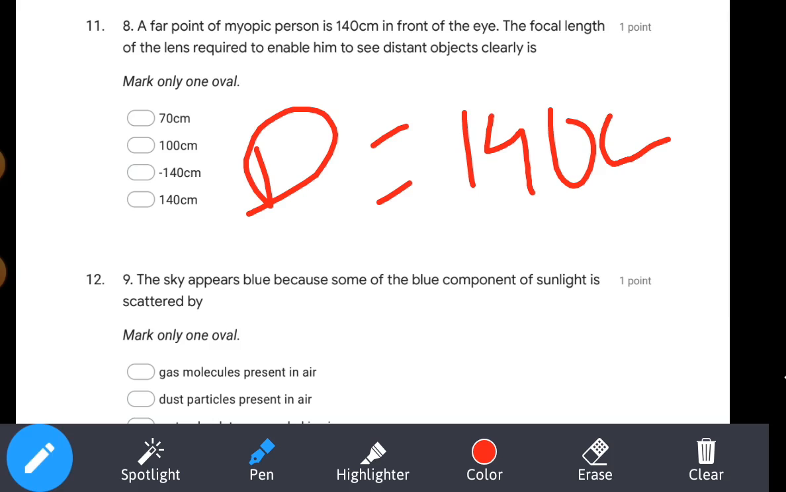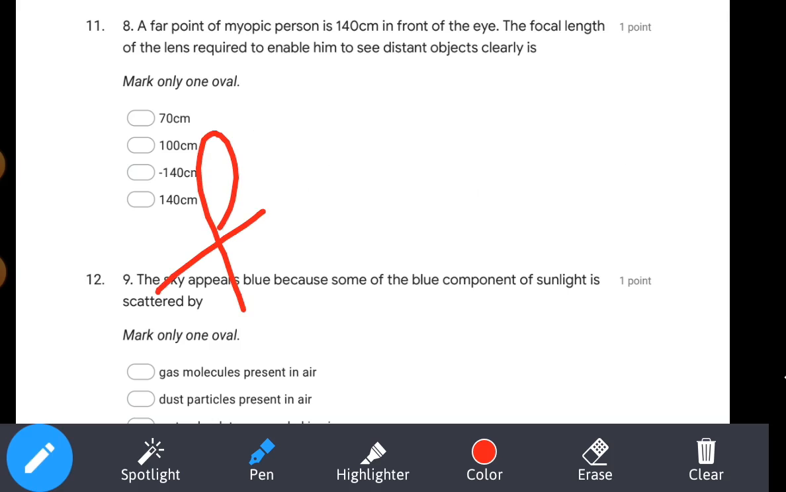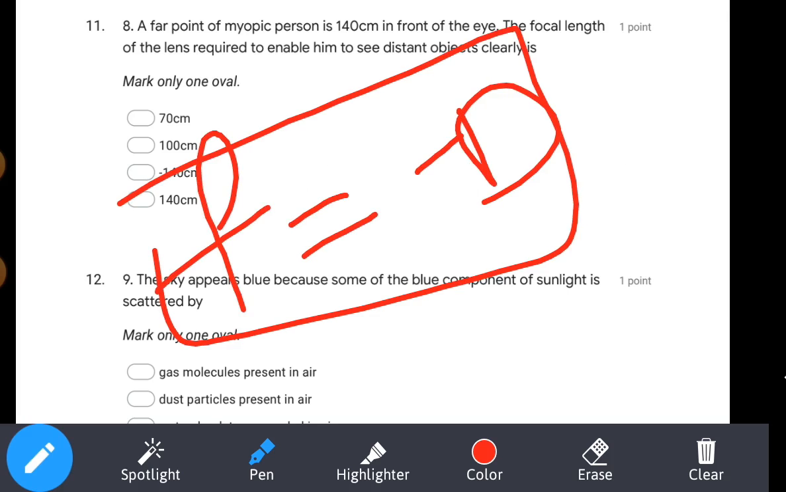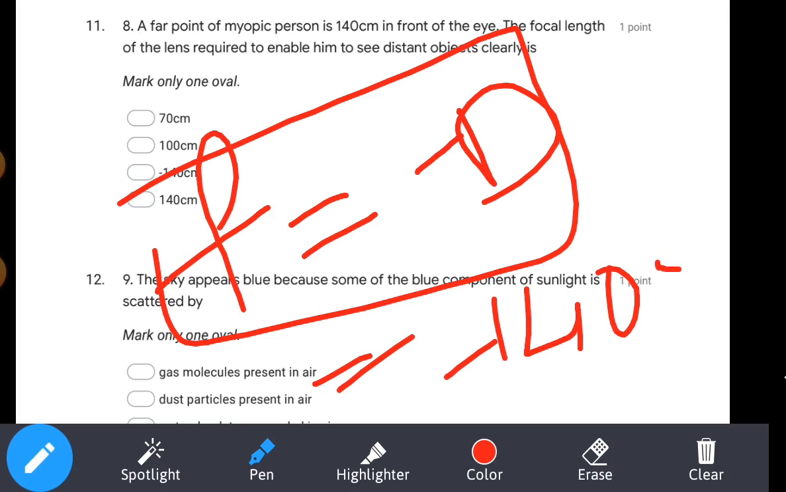What is the focal length they are asking? Focal length F is equal to, what is the formula? F is equal to minus D if it is myopia. We have seen that the formula is minus D. So the D value 140 they have given, the answer is how much? Minus 140 centimeter.